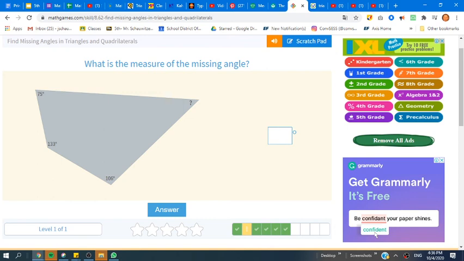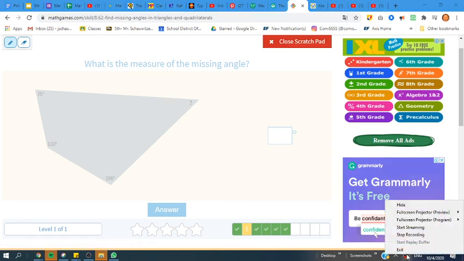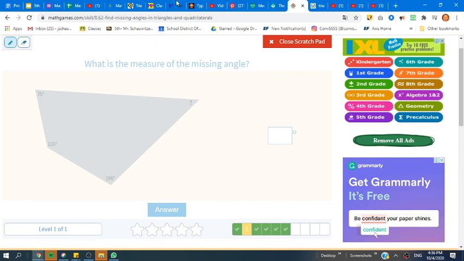Ooh, this one's going to be a lot more difficult. What is the measure of the missing angle? Oh boy. Let's try to figure this out. All right. I know that this is a trapezoid. A trapezoid has a measurement of, I think, 360, but you know what? We're gonna do that for next time, I think. I think we're gonna actually stop today for now.